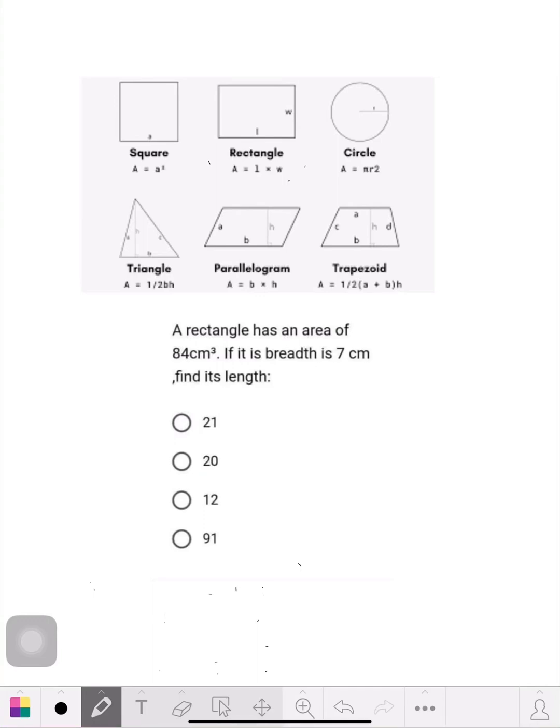The problem they gave us today is: a rectangle has an area of 84 centimeters. Its breadth, which is the width, is 7 centimeters. Find the length.